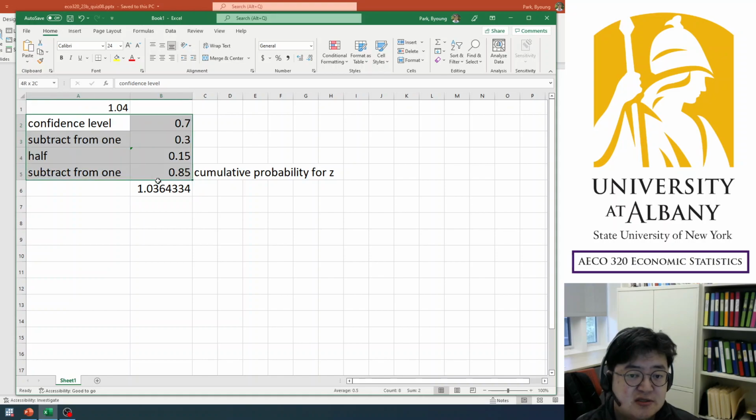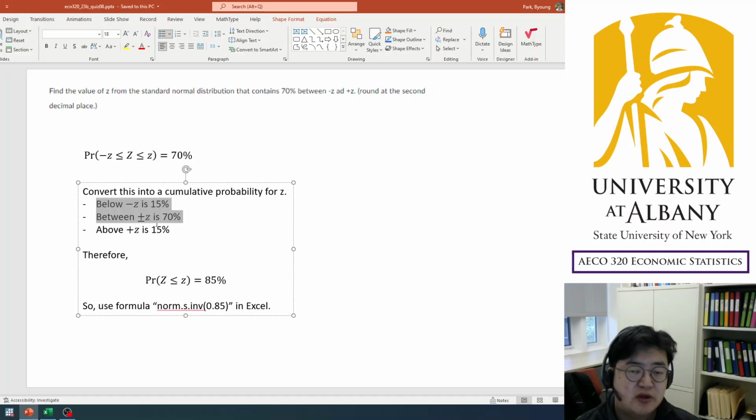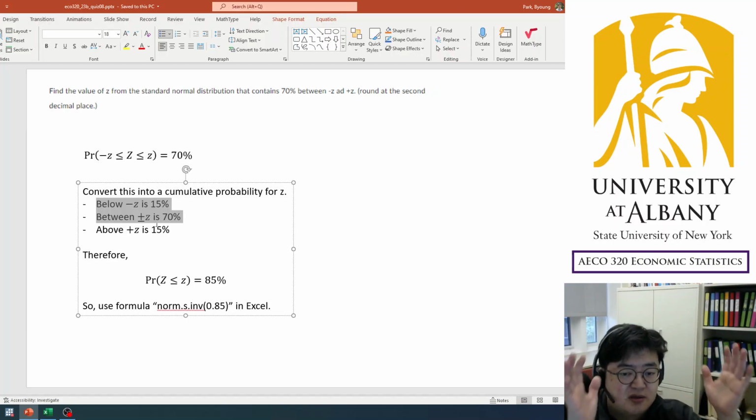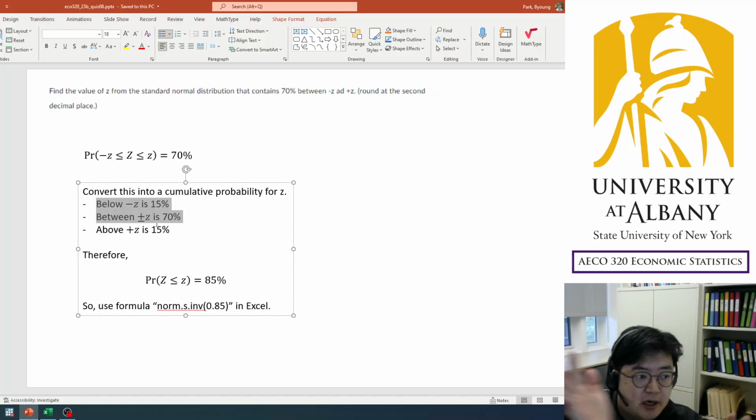So remember, these are the steps we are doing, and the idea behind it is this one. Imagine the bell curve, and probabilities are 70% in between, but each tail has 15%. Okay, so get used to it.